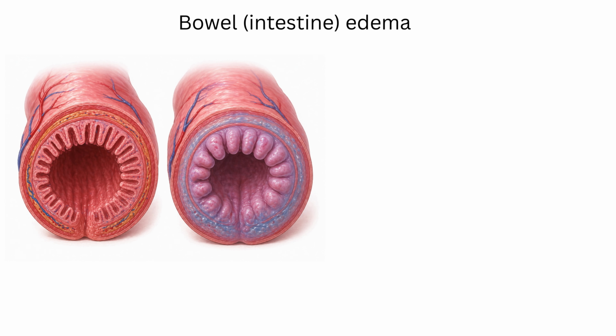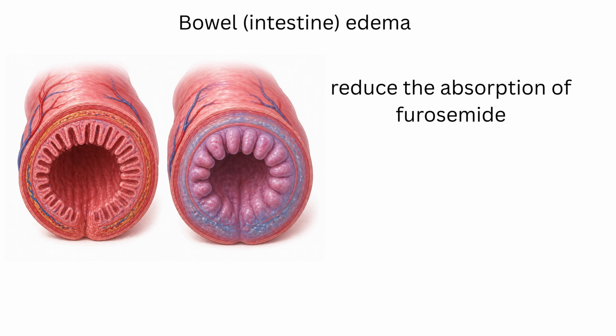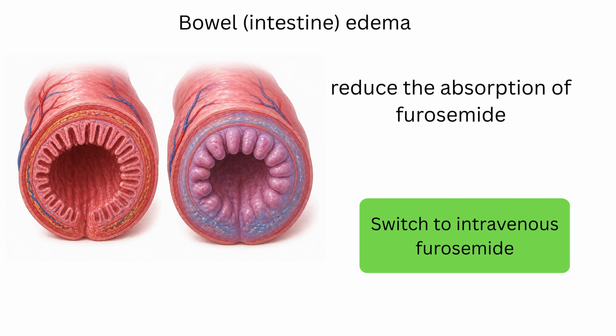First, we should think about bowel edema. Just as patients with heart failure can develop pretibial edema and pulmonary edema, they can also develop bowel edema. Bowel edema, as well as other gastrointestinal conditions, can reduce the absorption of oral furosemide. In this situation, oral furosemide should be switched to intravenous furosemide.